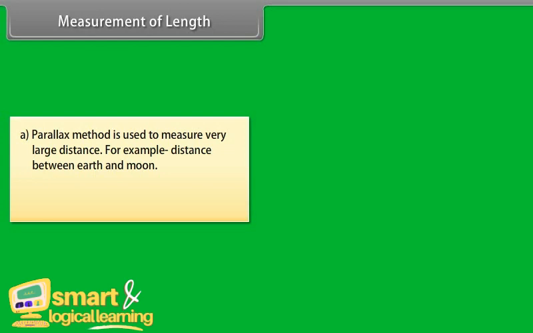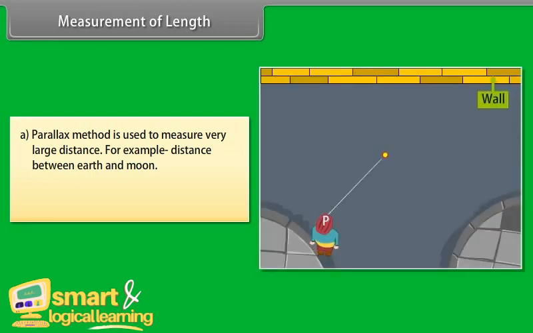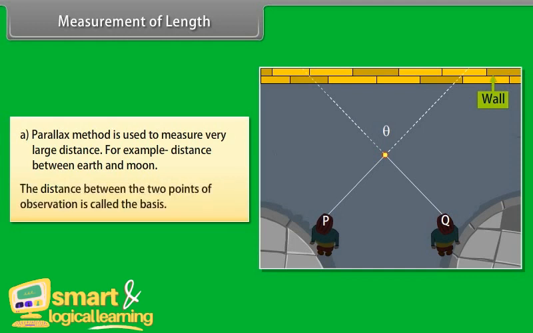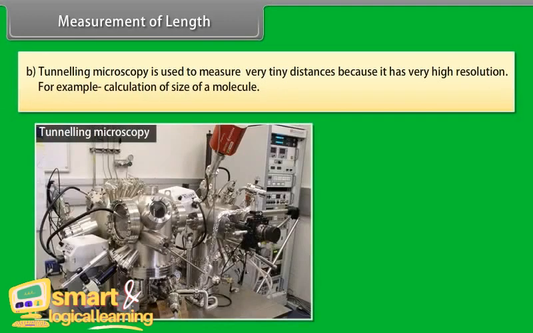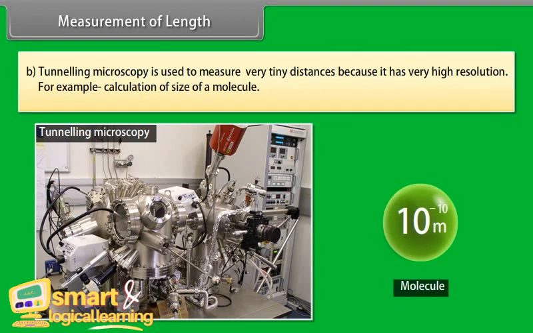Let us understand with an example. A girl is observing a rod against a wall from 2 different points P and Q. She notices that the position of the rod seems to change with respect to the wall. This is known as parallax. The distance between P and Q is called the basis. B. Tunneling microscopy is used to measure very tiny distances because it has very high resolution, for example, calculation of the size of a molecule.